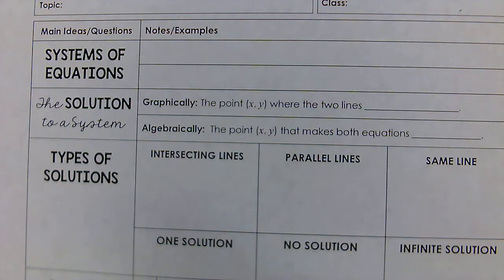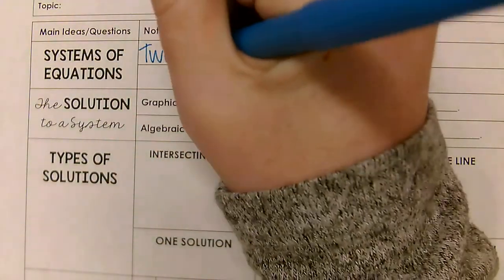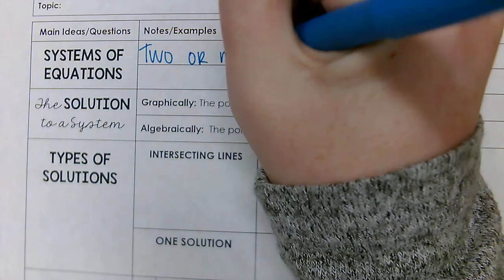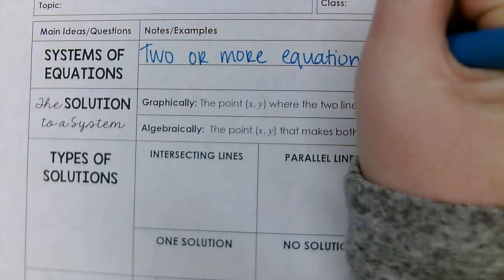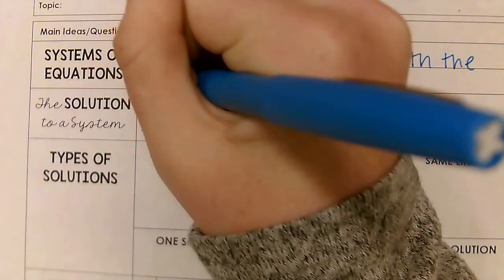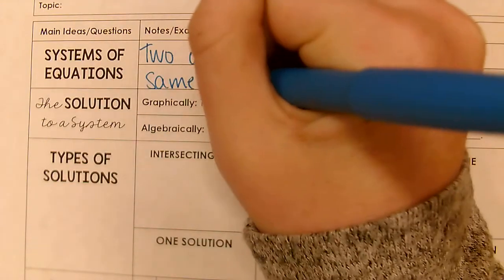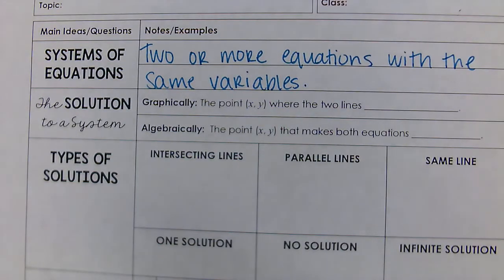Alright, so today we are learning about systems of equations. And systems of equations is just two or more equations with the same variables. So that means that if one equation has x and y, the other one must also have x and y. They have to have the same variables.